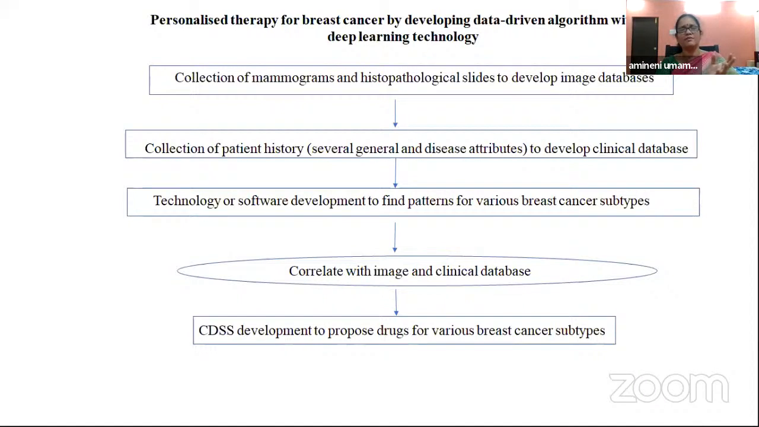We already have different types, like molecular typing, meaning luminal A, luminal B, and so on. Based on the origin of the breast cancer, it may be lobular or ductal, or based on the nature of spreading, it is in situ or invasive. Like that, different subtypes are present.